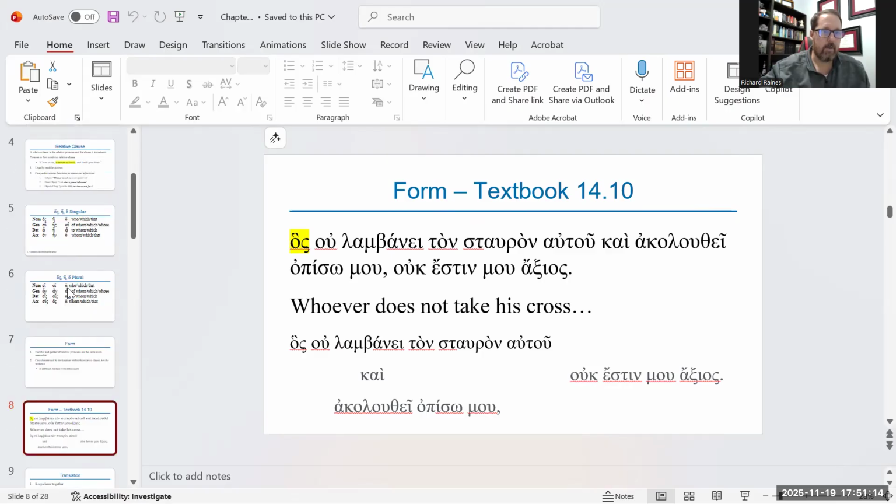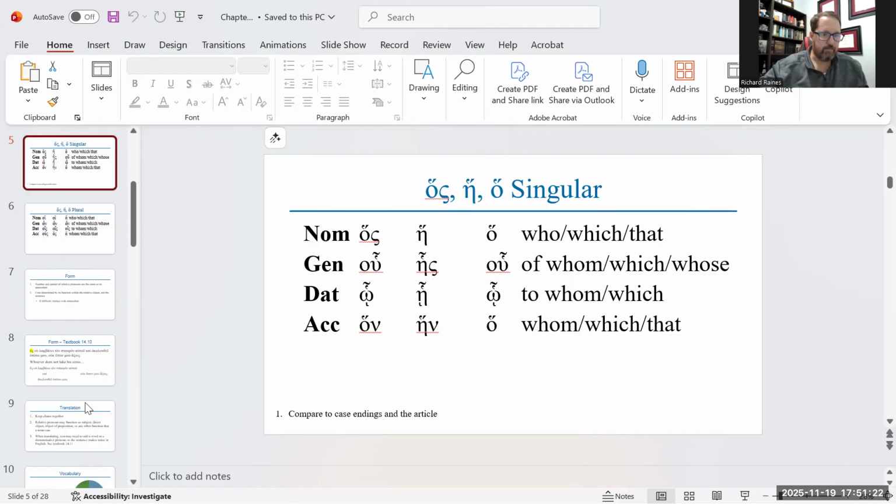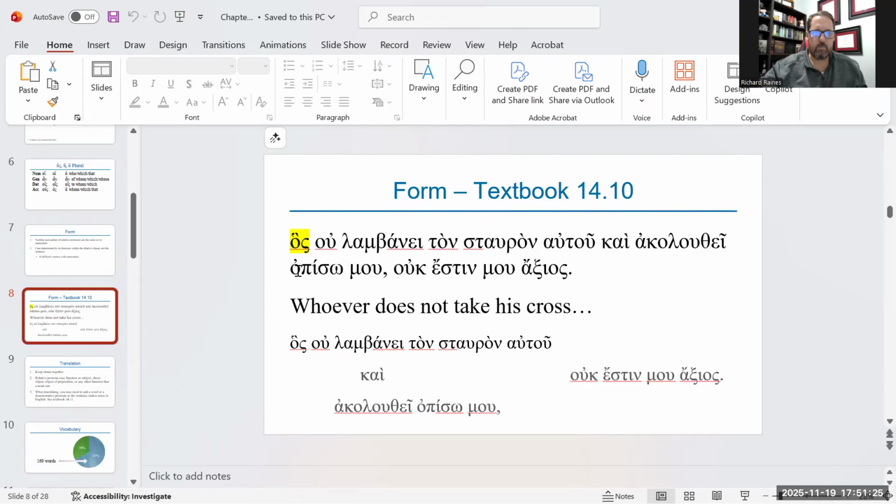If we go back up here, we see that we can translate hos as who, which, or that. So we go back to the sentence. In this sentence, who, which, or that, you don't know some of these words, so you can't translate the whole thing, but you could translate hos, because hos is referring to a person, right? So you're going to eliminate "that" or "which" right away, and you're going to go for "who." So, who does not take his cross?